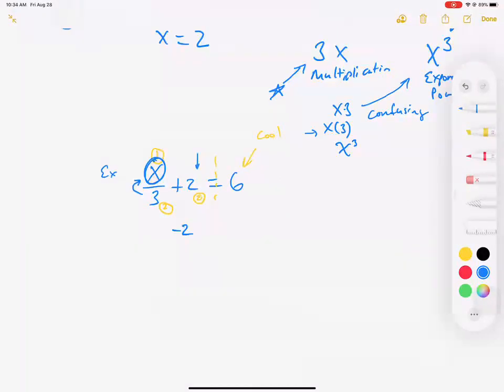So we want to get rid of the 2 first. The opposite of plus 2 is minus 2. Rewriting this as x over 3 is equal to 4, because the plus 2 minus 2 subtracted out.